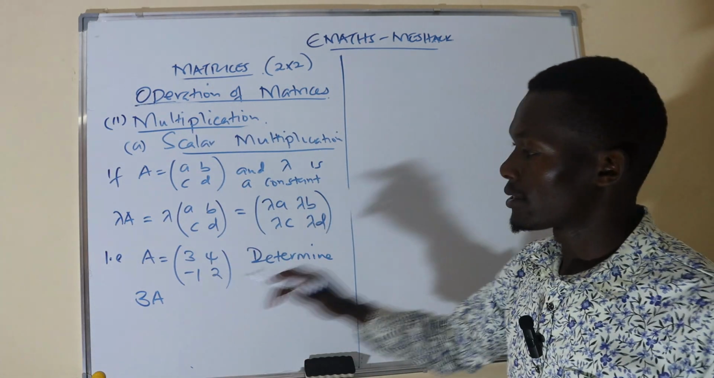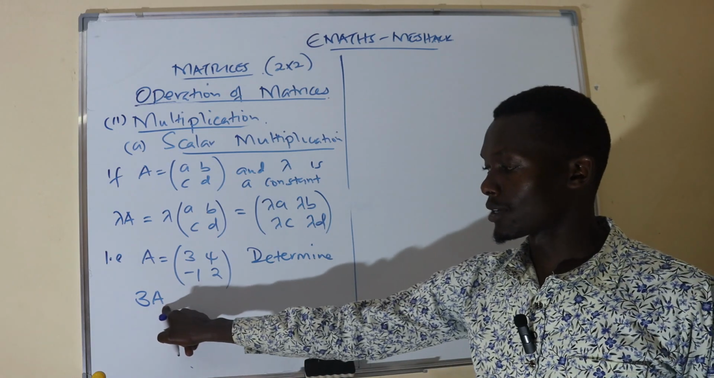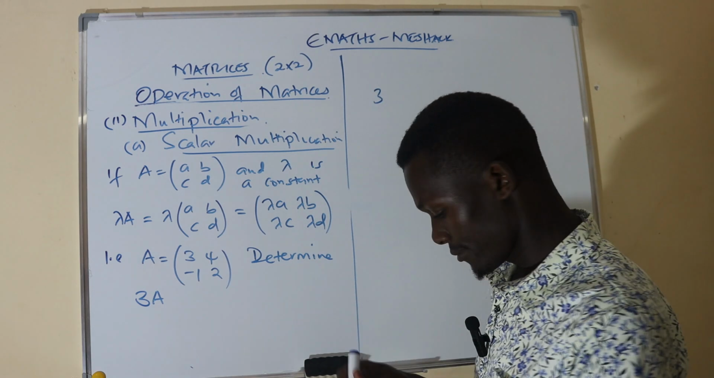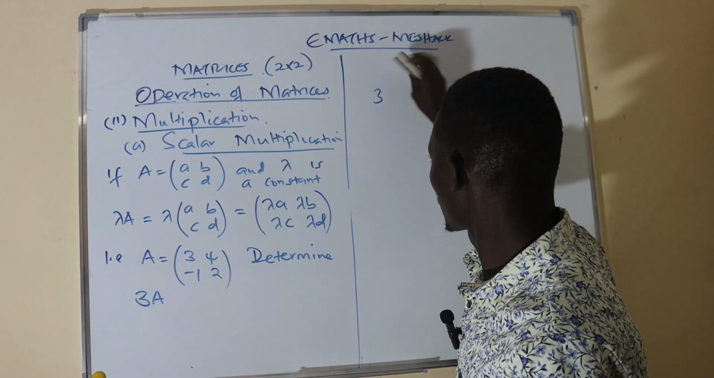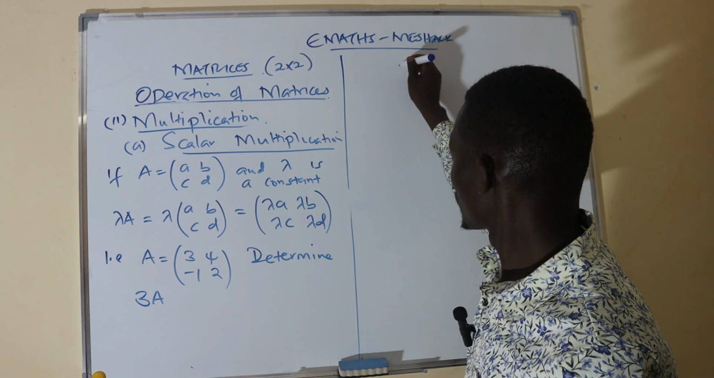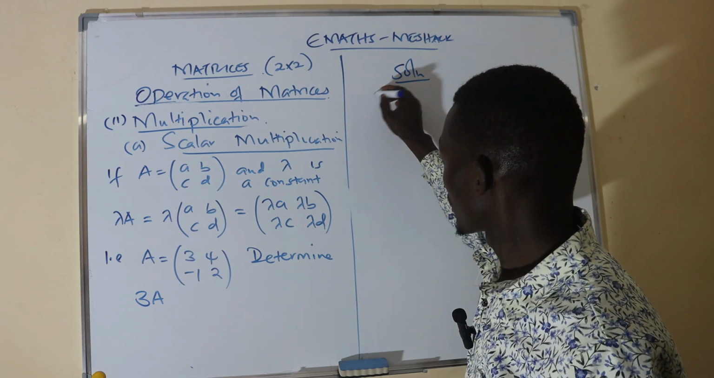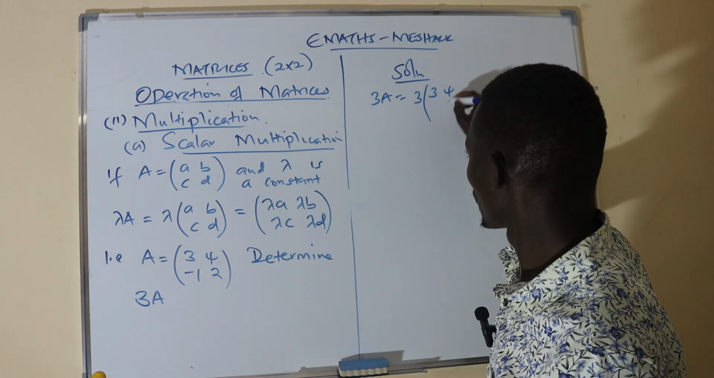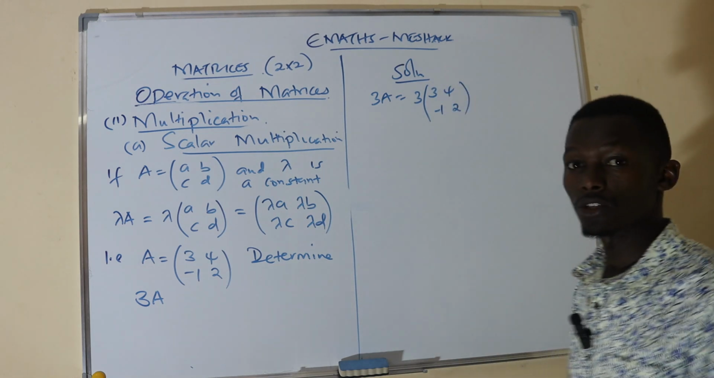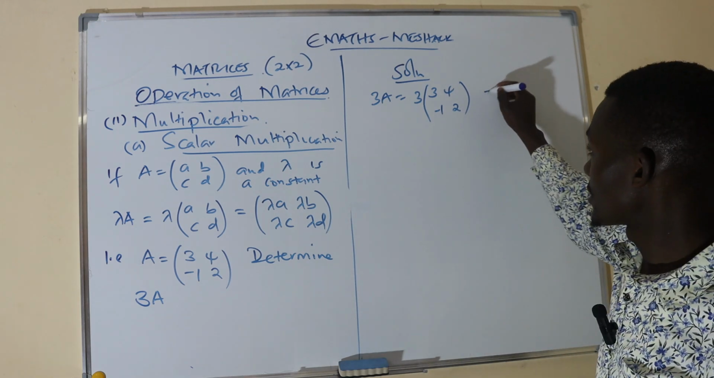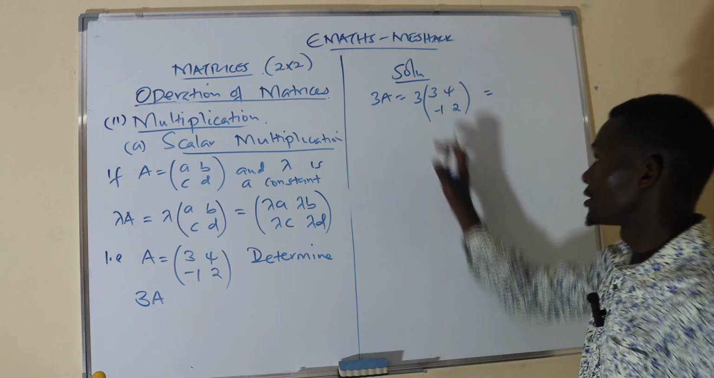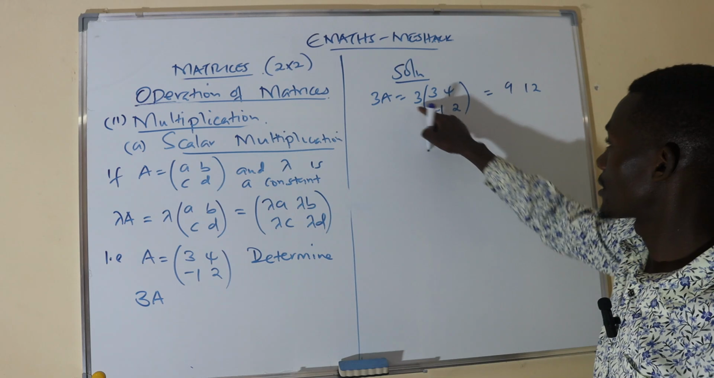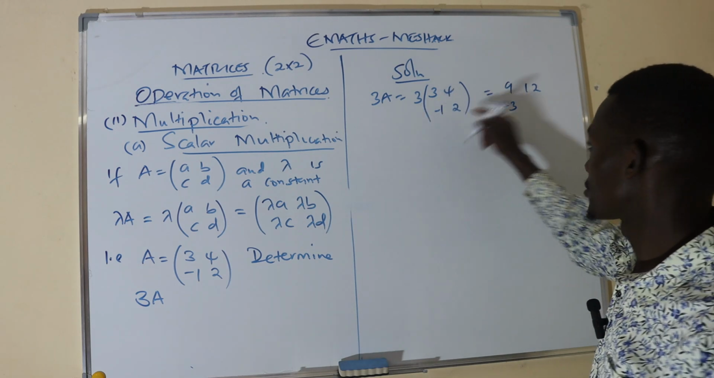So therefore, 3A, we are saying this one is a constant, this one is a matrix. Are we together? So let's just write the solution. So 3A shall be written as 3 multiplied by the matrix A, which is 3, 4, negative 1 and 2, which by the end of the day shall give us, so this 3 will multiply every element. So 3 times 3 gives us 9. 3 times 4 gives us 12. 3 times negative 1 gives us negative 3. And 3 times 2 gives us 6.